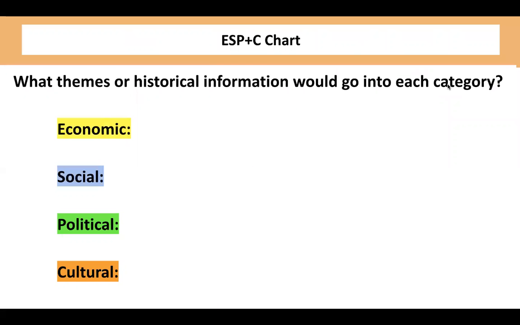I do suggest, however, that before you dive into using the chart with the students, that you brainstorm what these categories may mean. The students might not be exactly clear, well, what does economic look like? So you may wish to discuss what themes or historical information would go into each of these categories. Some questions you might want to ask: what does economic look like? What does social mean? What does political mean? What does cultural mean? And the students could come up with a lot of different aspects.